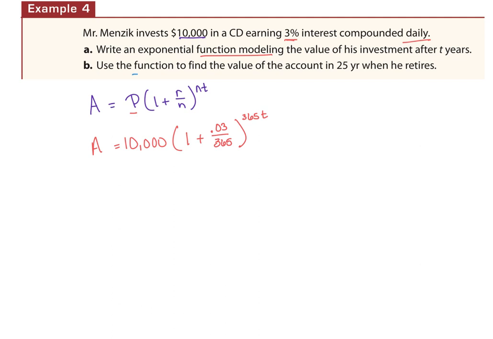The second piece is saying after 25 years. And so if I want to find out exactly what I'm going to make in 25 years based on this model, I'm going to plug all of that in, including the number of years, which is 25. So in your calculator, you should be able to put all of that in.